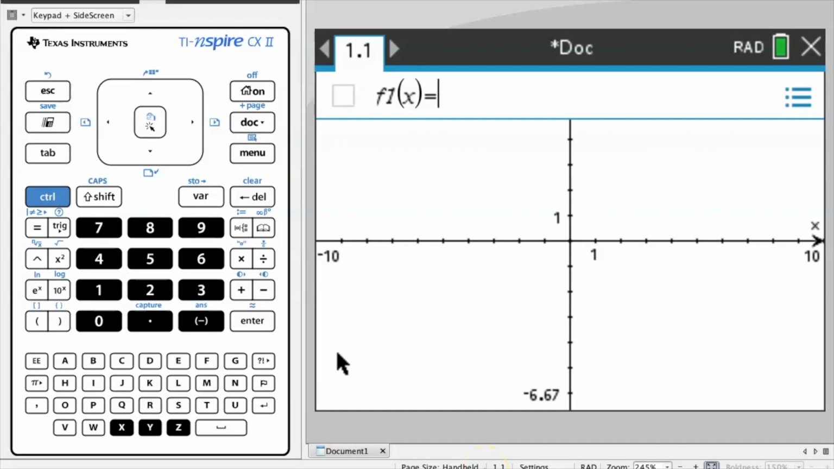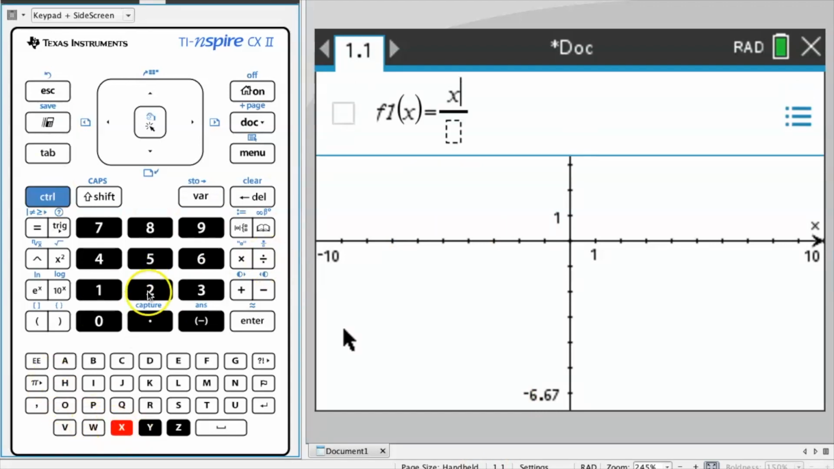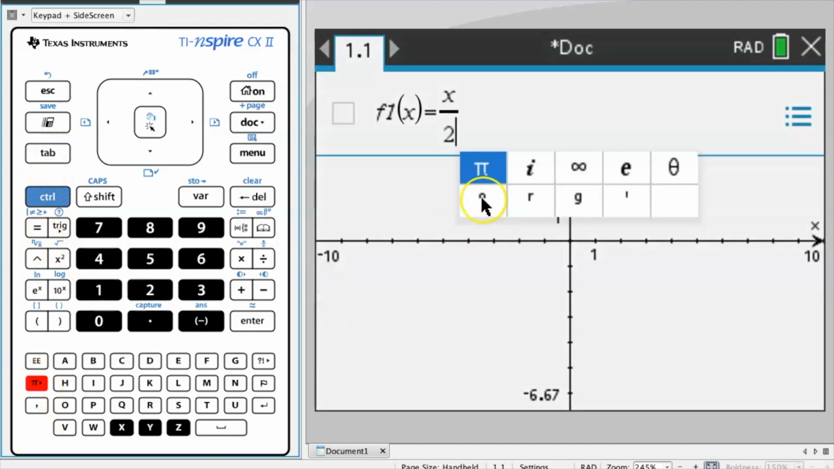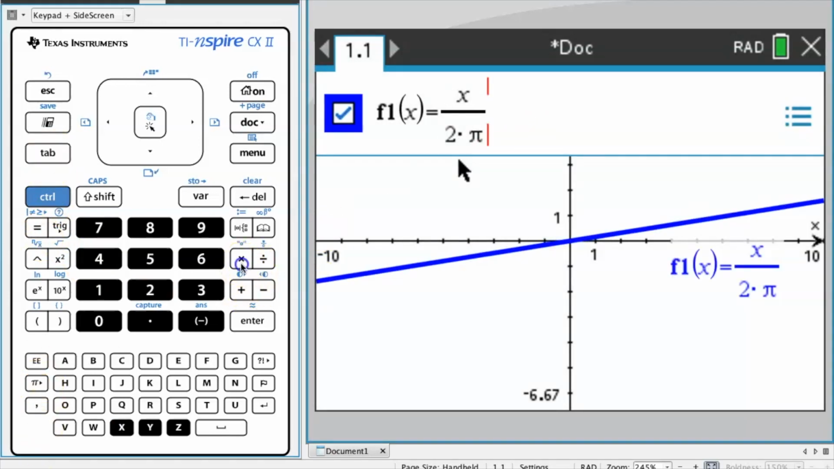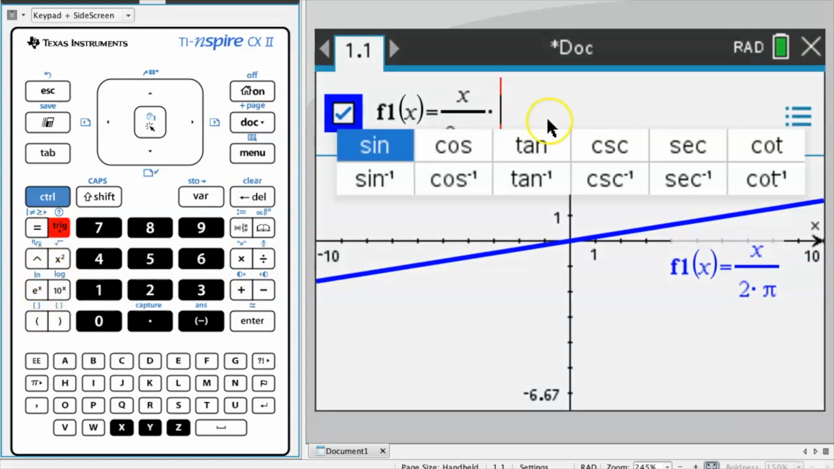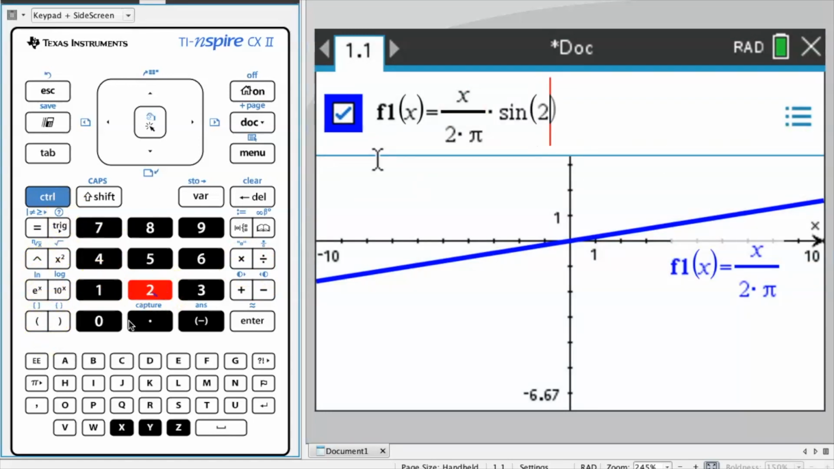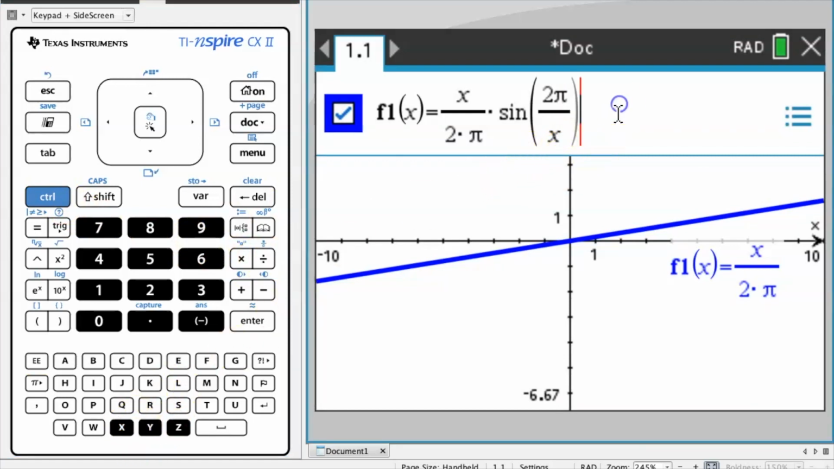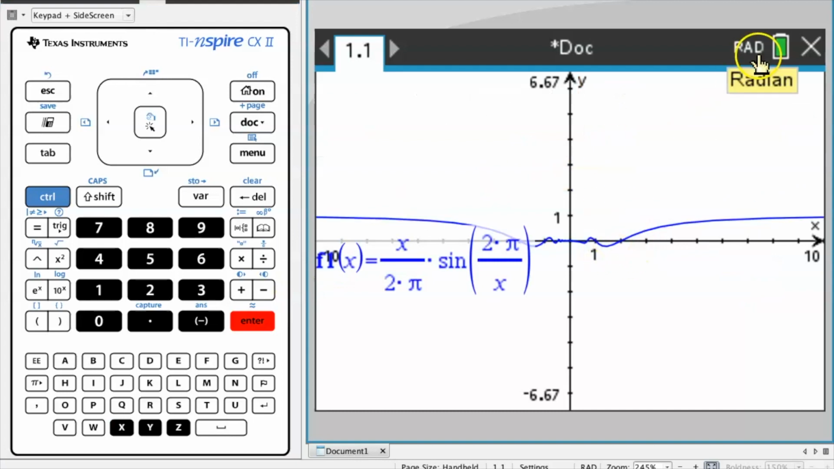Okay, so what we're going to do is go to the graph page. We're going to key in x over 2 pi times sine of 2 pi over x. Press enter. Please make sure that your mode is in radian mode, as you can see from up here. So we can see the graph here, but we want to solve this to be more than 0.995.